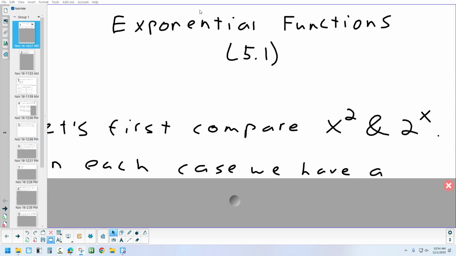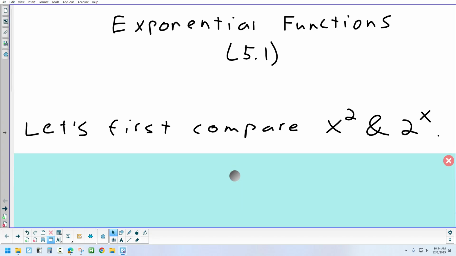All right, so we're going to start by looking at chapter 5. And again, this is the last chapter that we do before we're going to start trig. And this section is on exponential functions. So let's graph those two, take a look at them, and see how they look.